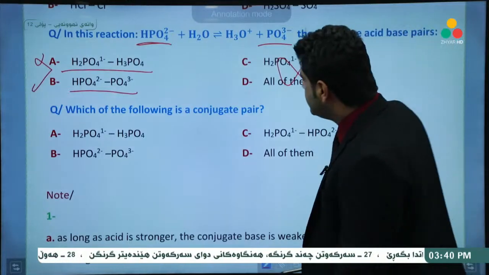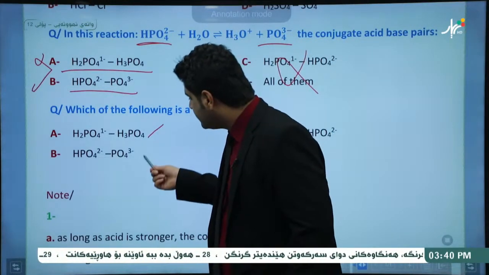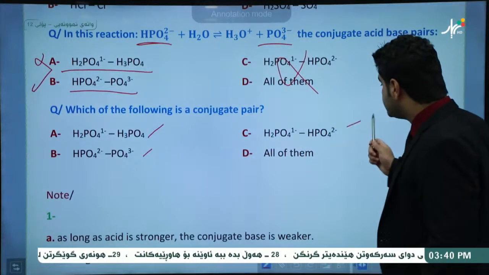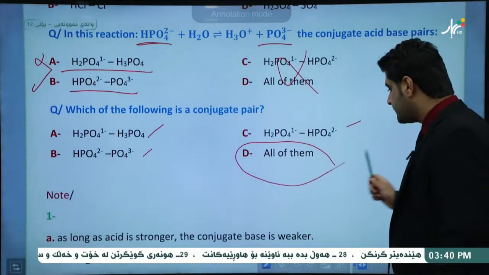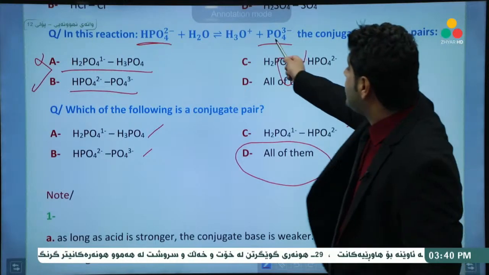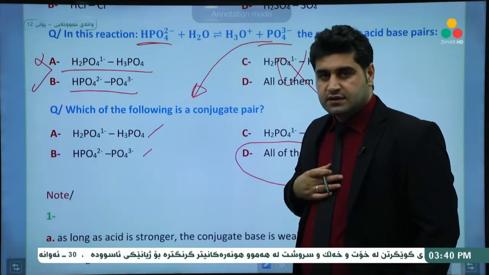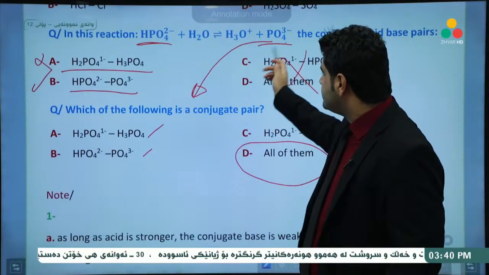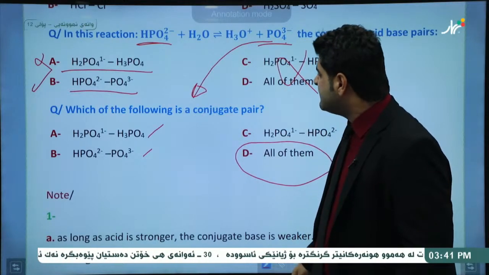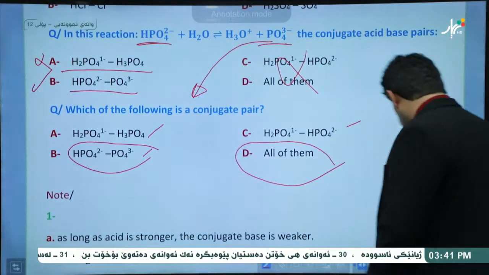Which of the following is a conjugate acid-base pair? Yes, all of them are conjugate acid-base pairs. But what will happen if we put this reaction in here? The only right answer will be that one, because we get only that one.